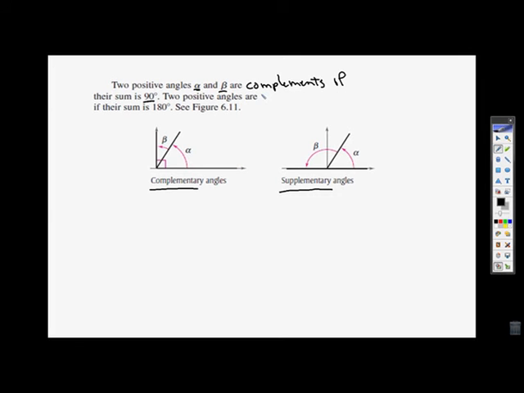Two positive angles are supplements if their sum is 180. You know, it says see figure 6.11. Well, here is a right angle. We know a right angle is 90 degrees. If these two angles together form that right angle, they are complements. Their sum is 90. Here we have a straight angle, a half revolution. Here's angle alpha, and here's angle beta. If we put the angles together, they do add up to 180 degrees, so these two angles are supplements.